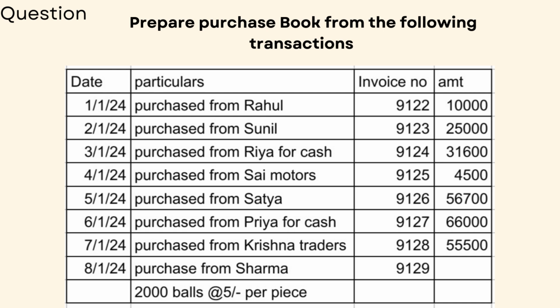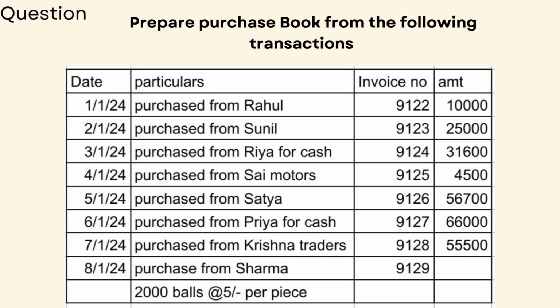And fourth, you have purchase from Sai Motors. Fifth, purchase from Satya. On sixth, purchased from Priya for cash. Here also they have given you for cash. That means it is a cash transaction. You need to ignore it, not write it in the purchase book. On 7th, we have purchase from Krishna Motors credit. And lastly, on 8th, purchase from Sharma.